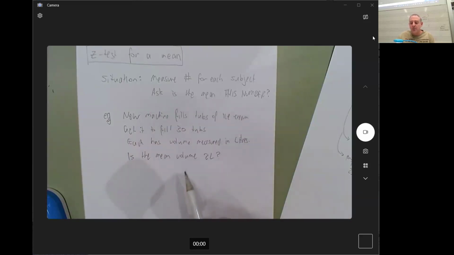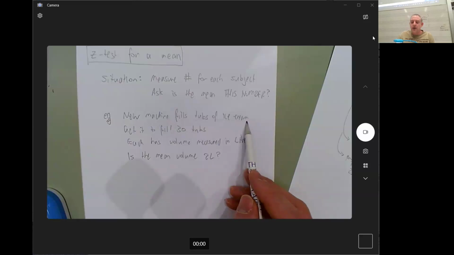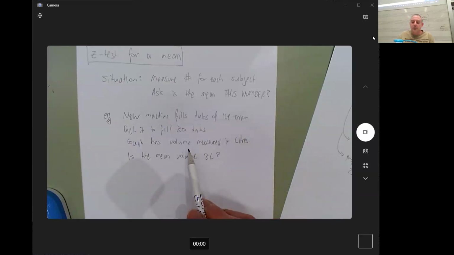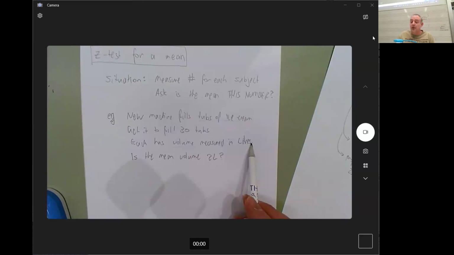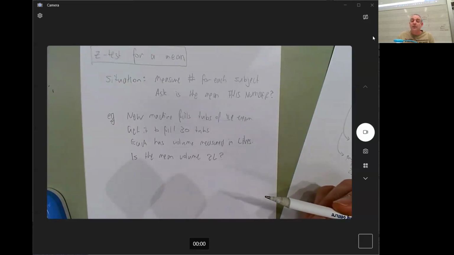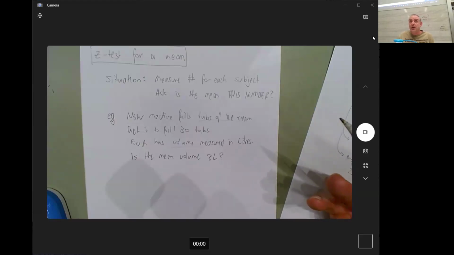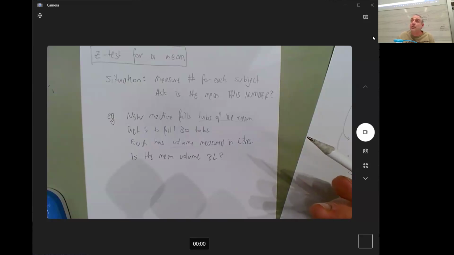And so each subject, my subjects are the tubs of ice cream. Each subject has a volume measured, which is a number, and then I'm interested in the mean volume. That's the general idea. And so that's the situation you need to be in. And so one of the features that will distinguish what kind of situation you're in is the information that's written down about each subject. Does each subject have a number of their own? That's one of the questions that you need to know to decide what situation you're in.